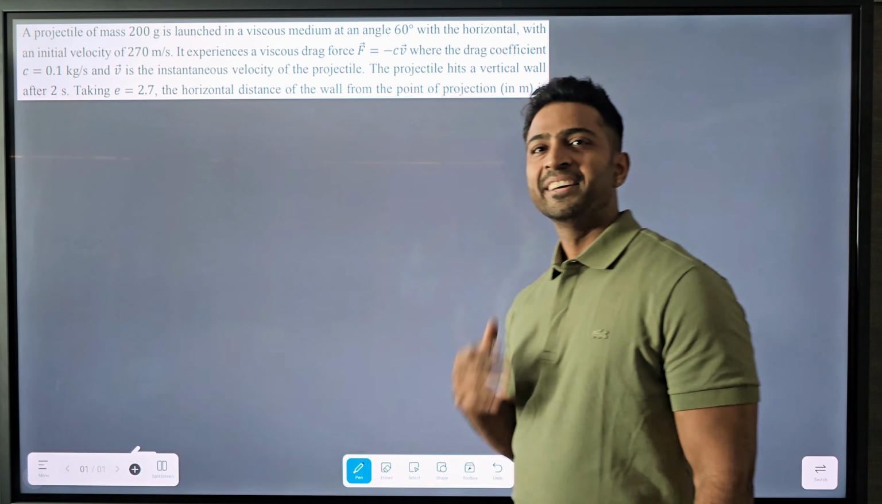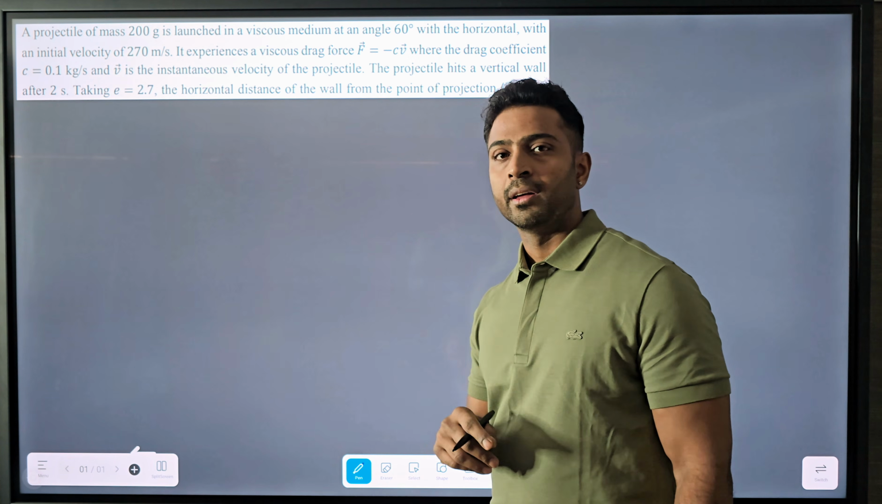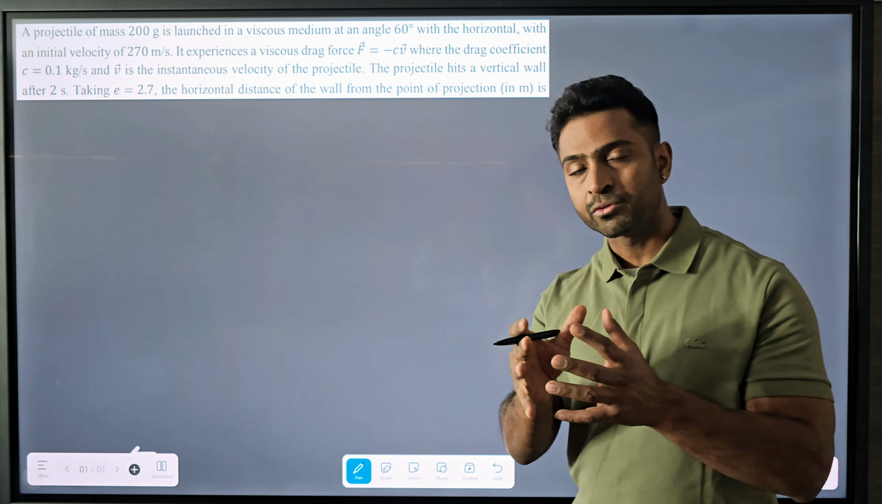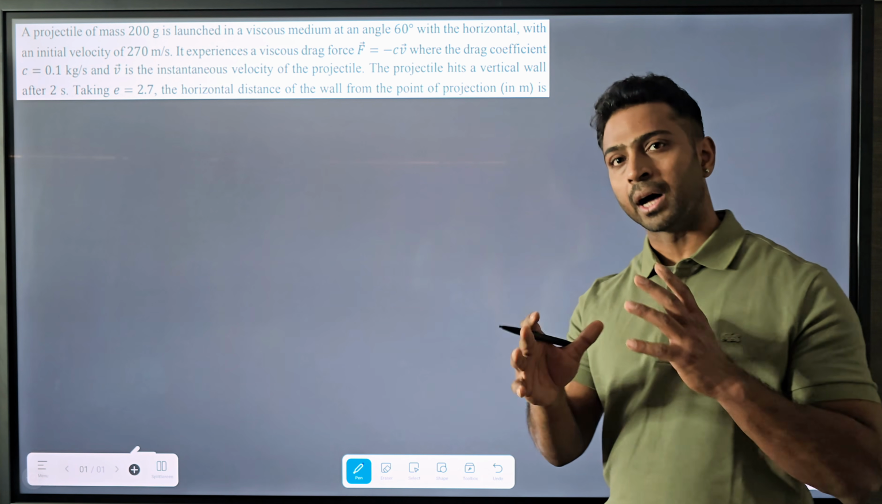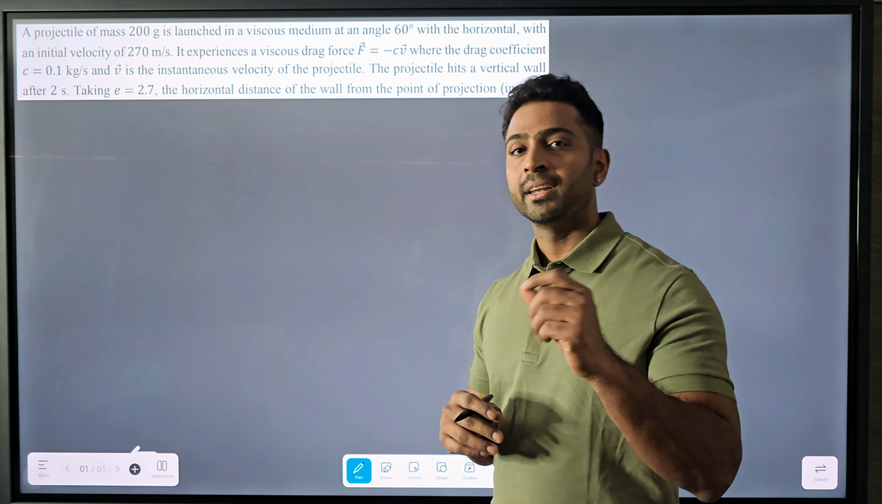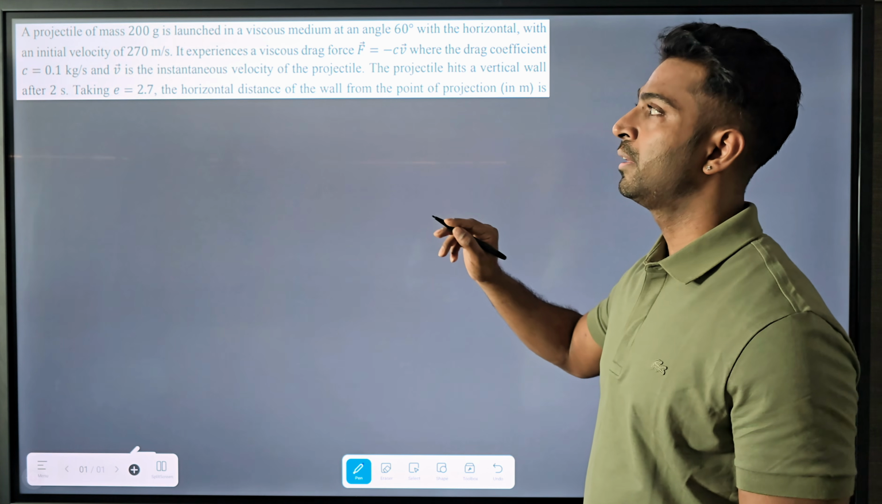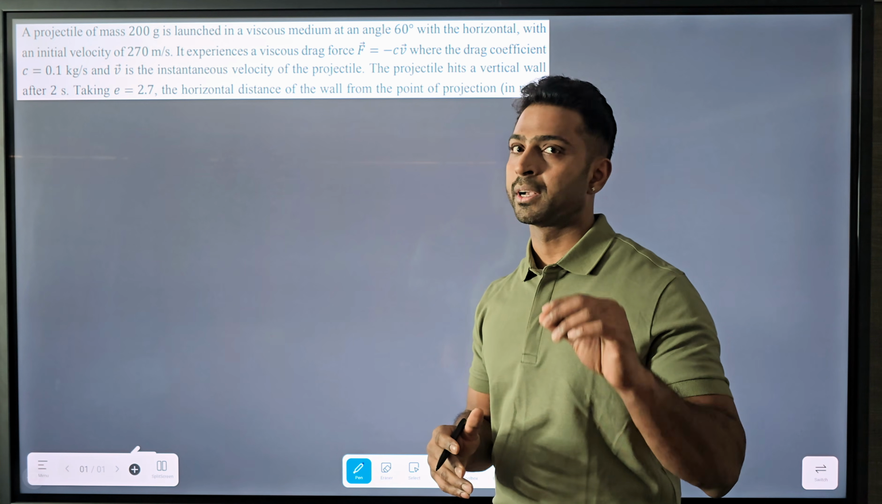Hello everyone. Today we have a question from JEE Advanced 2025, and this one is a classical, beautiful problem involving drag force in projectile motion. Normally projectile questions are a little trickier, but they never included drag so far in JEE Advanced, but here they have included it. Let's read the question and solve it in the minimum possible time.